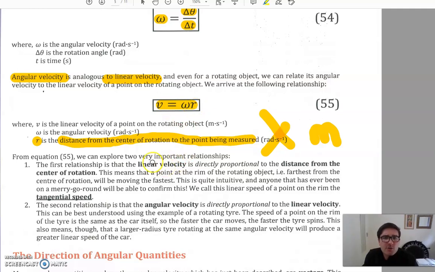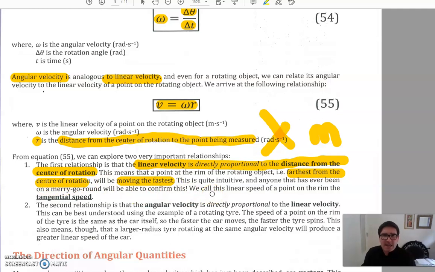Okay, so the first relationship is that linear velocity is directly proportional to the distance from the center of rotation. So v is directly proportional to r. Okay, so in other words, what it means is that a point at the rim of the rotating object, the furthest away from the center of rotation, will be moving the fastest. Okay, so that's important. And it's quite intuitive.